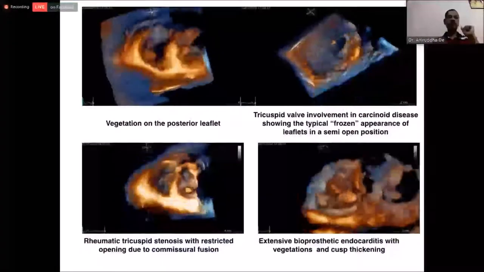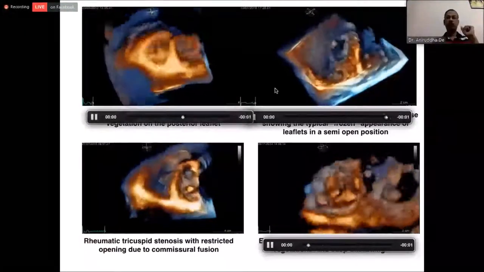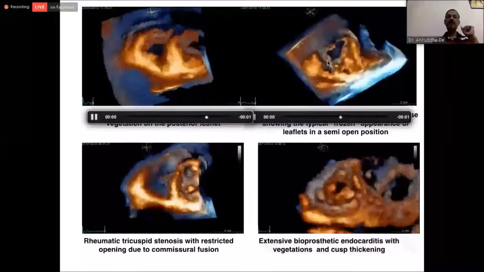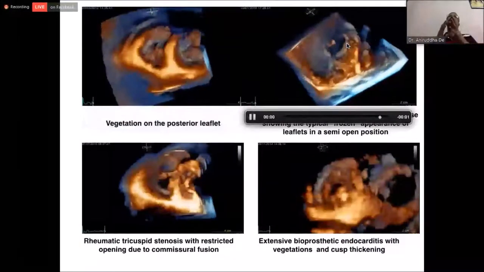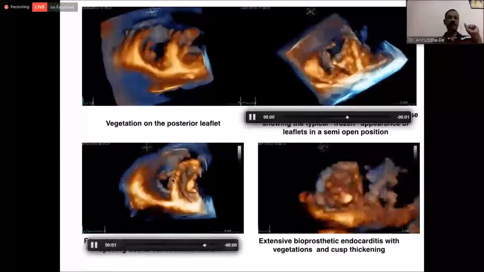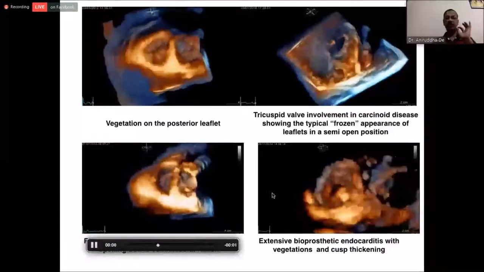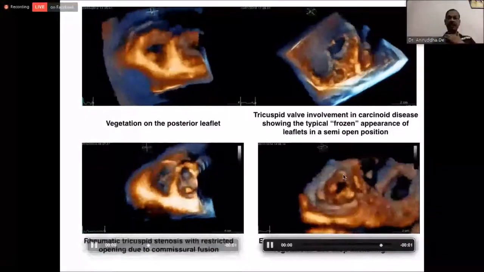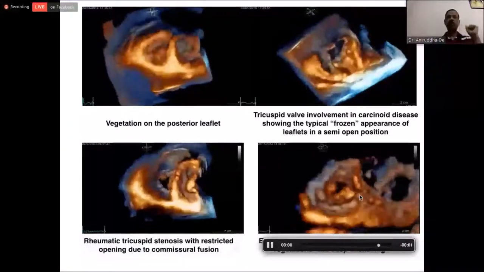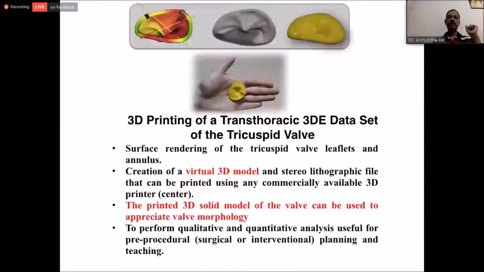Here also, you can see the large vegetation in the posterior leaflet. Here you can see the tricuspid valve orifice is totally fixed, as you see in carcinoid. And this is a thickened tricuspid valve with tricuspid stenosis, as we see in rheumatic disease. And this is a prosthetic tricuspid valve with multiple vegetations. So these are the things you can see in 3D.